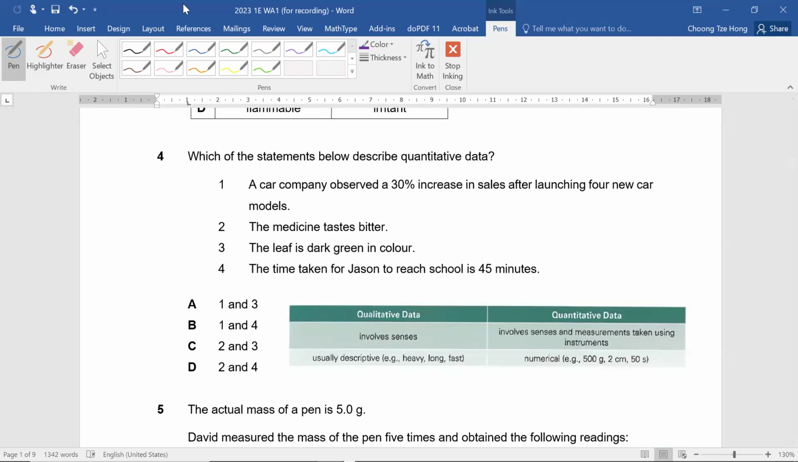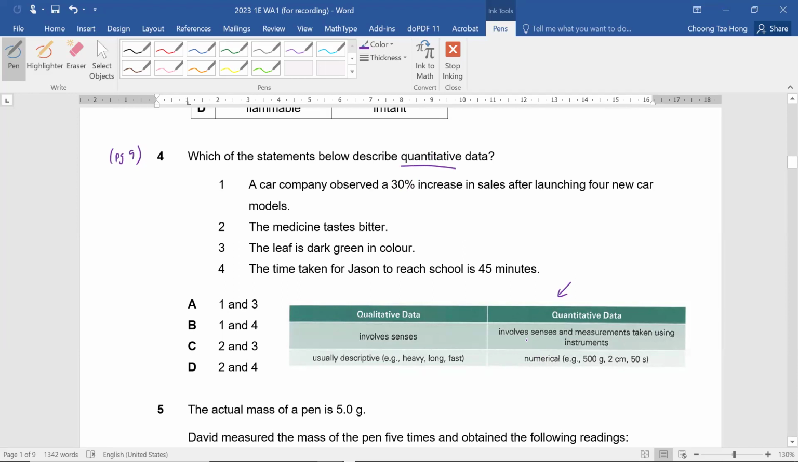Which of the statements below describe quantitative data? There are two types of data in science, basically qualitative and quantitative, and you need to know the difference between the two. You can find out more about this on page 9 of your textbook. I've actually done a screenshot of this main part, which summarizes the difference between qualitative data and quantitative data. Over here, they want quantitative.